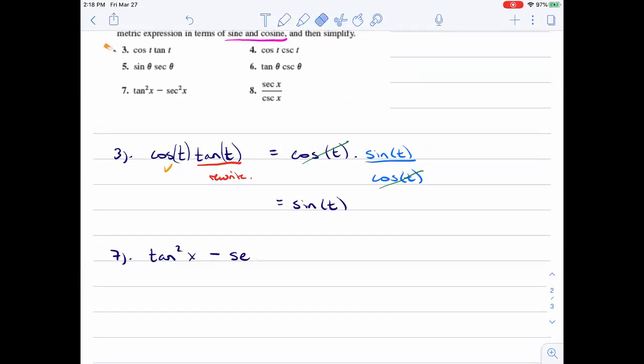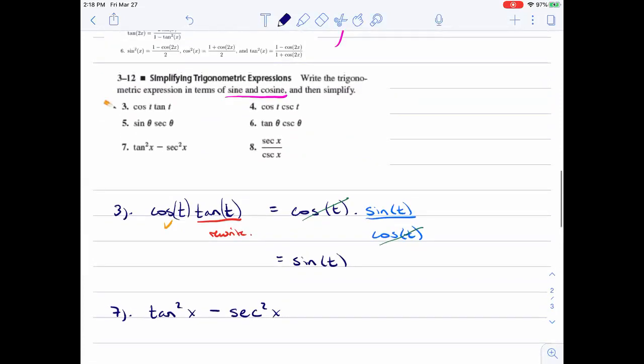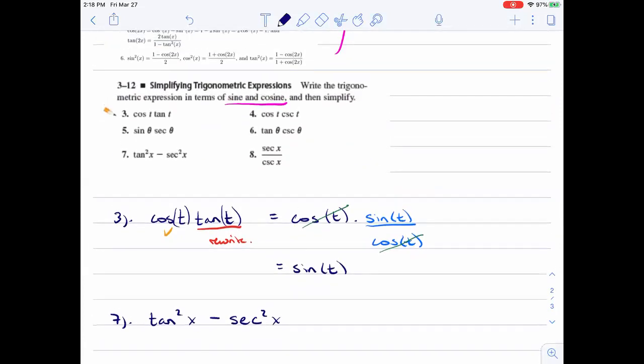Oops. Secant squared x. One thing to remember, and I think we already talked about it. Oh, I see a chat here, sorry. Oh, nice. Okay, great. Thanks, Interpret.